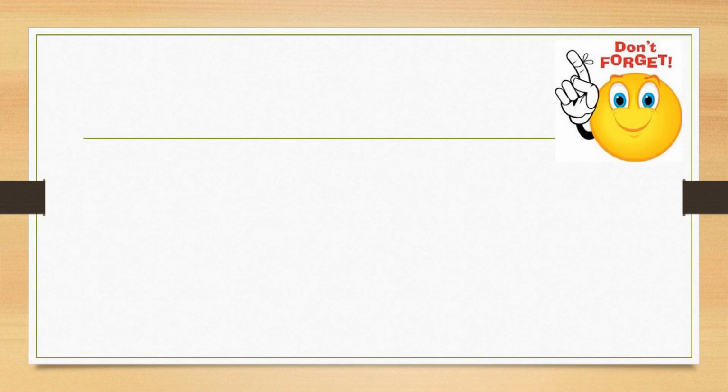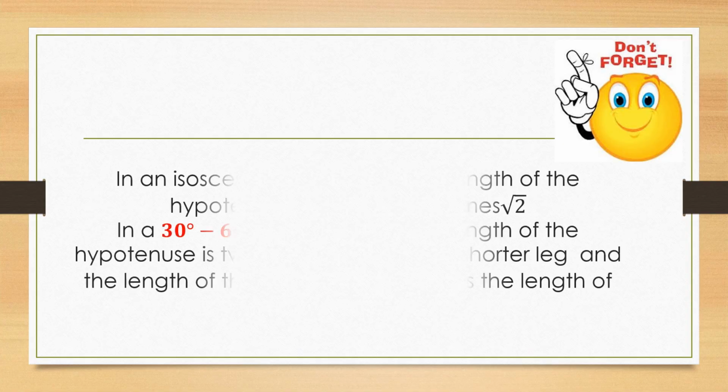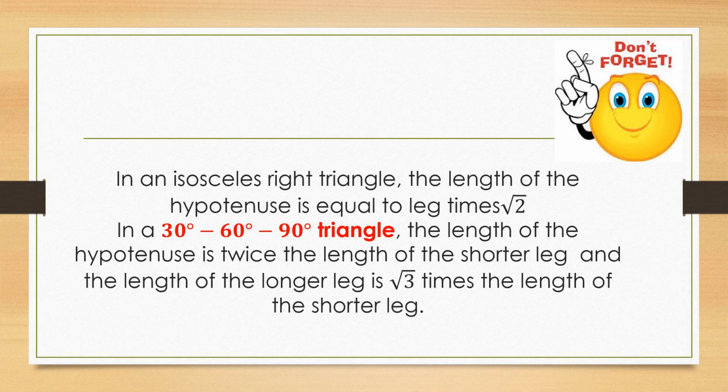To summarize our discussion, don't forget that in an isosceles right triangle, the length of the hypotenuse is equal to leg times square root of 2. In a 30, 60, 90 degrees triangle, the length of the hypotenuse is twice the length of the shorter leg, and the length of the longer leg is square root of 3 times the length of the shorter leg.